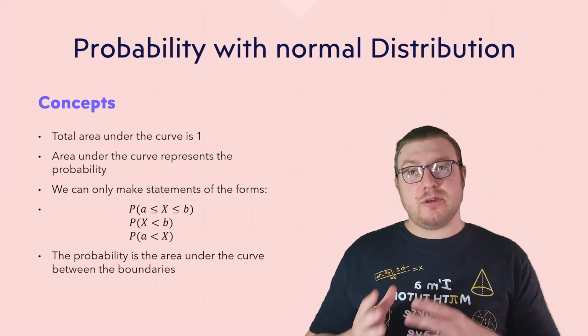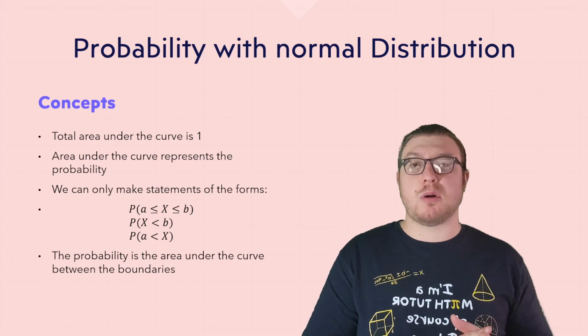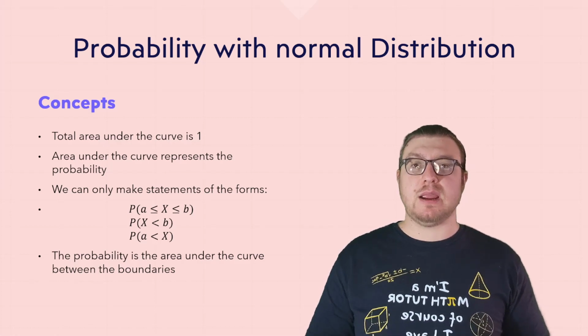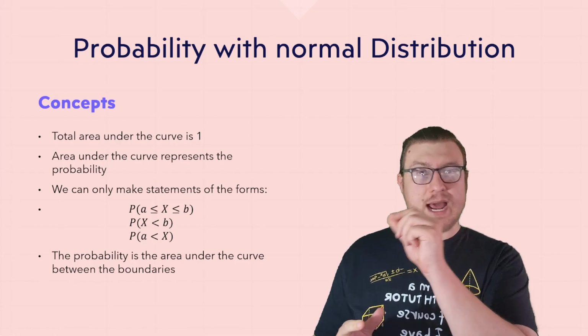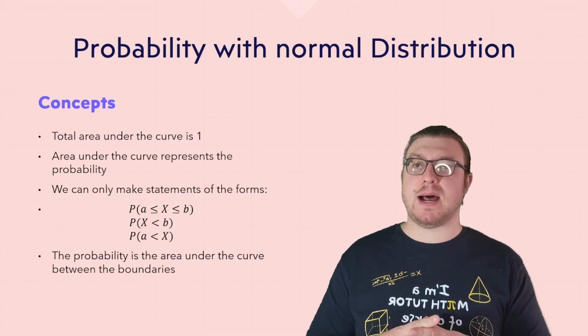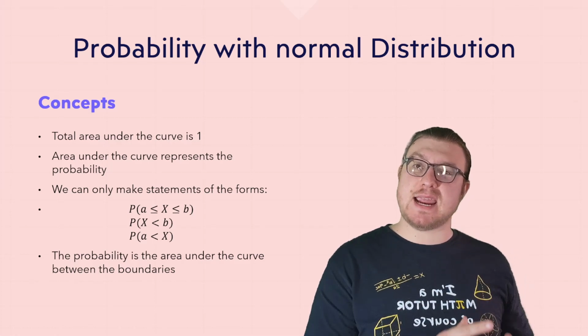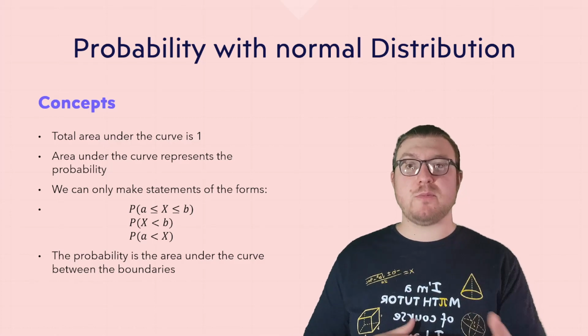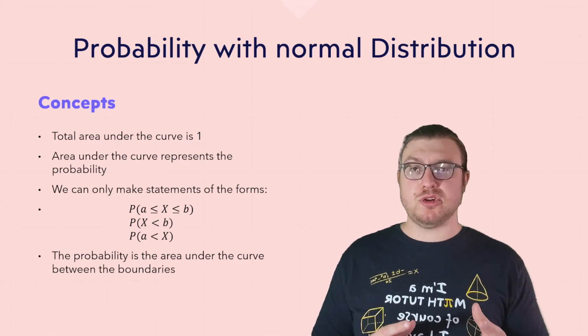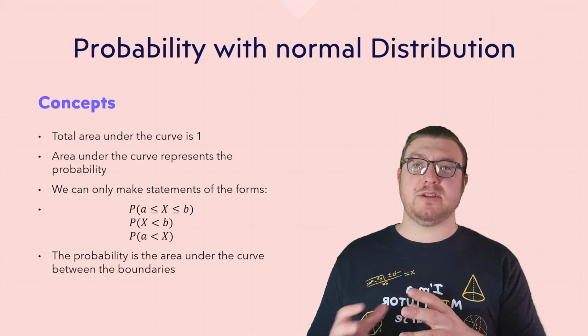The area under the curve actually represents the probability that we're looking at. We're going to see that in a moment. We're going to color in some bits. We're going to shade in some parts of the normal distribution, and the area is actually the same as the probability. This is why we created the normal distribution to fit our probability theory.